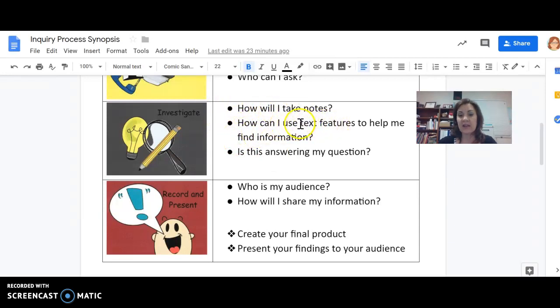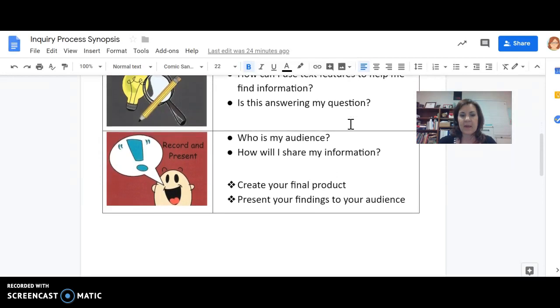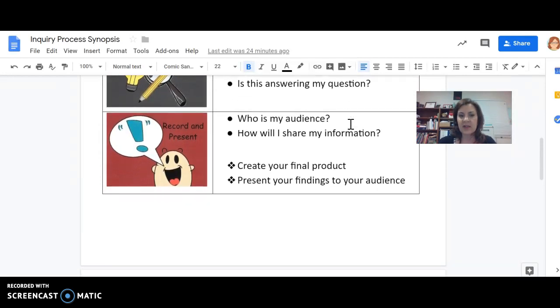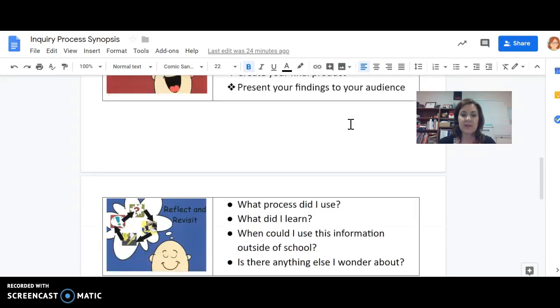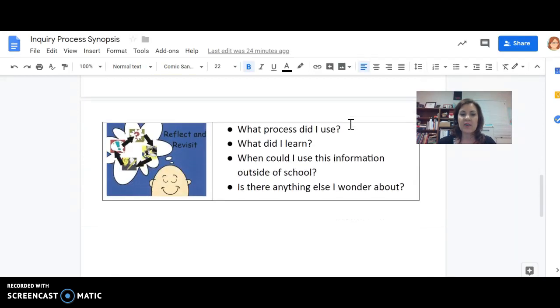How can you navigate your either online text or your book that's in front of you to help you find exactly what you're looking for? And then being aware, is it answering your question? And if the answer is no, we switch sources. And then finally, who's our audience? We're going to decide who to share what we learned with. Sometimes this is peers, sometimes it's another group in our case studies, or sometimes it's teachers in the building or your own teachers. And then finally, it's important that you reflect on your learning, reflect on the process and see what you learned, and see what you can apply next time.